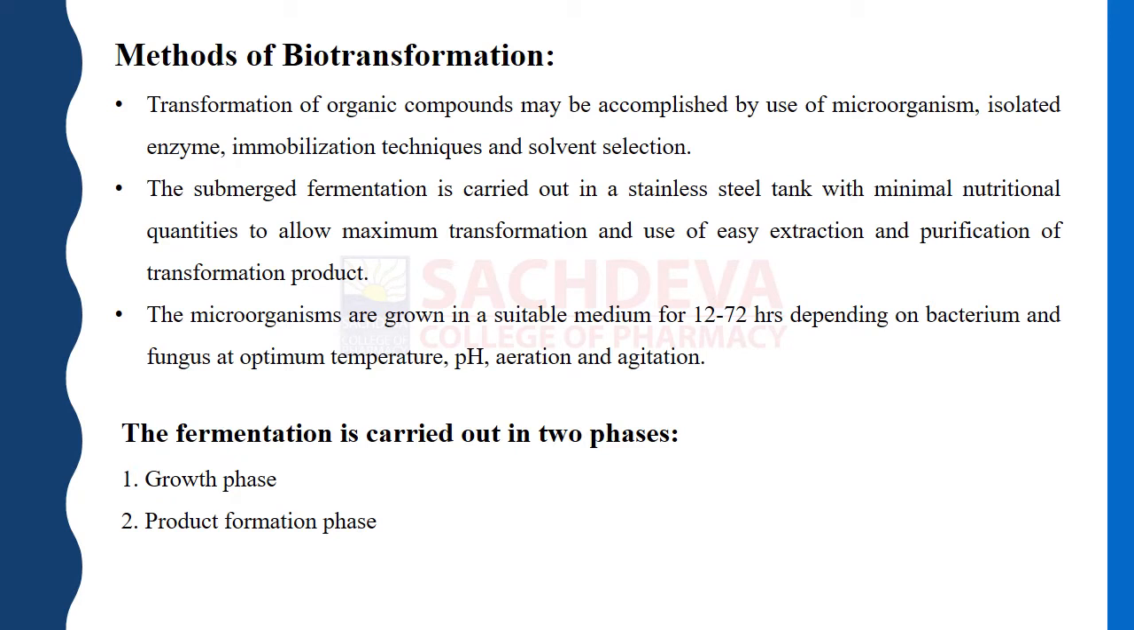Methods of biotransformation. Transformation of an organic compound may be accomplished by using microorganisms, isolates, enzymes, immobilization techniques and solvent selection. The submerged fermentation is carried out in a stainless steel tank with minimal nutritional quantities to allow maximum transformation and easy extraction and purification of the transformation product.